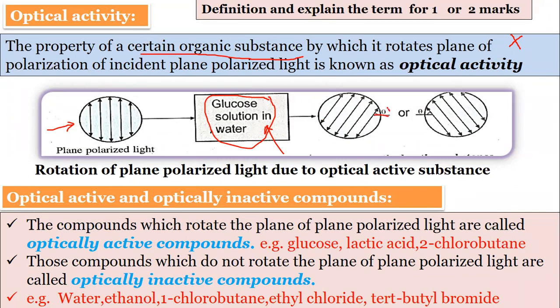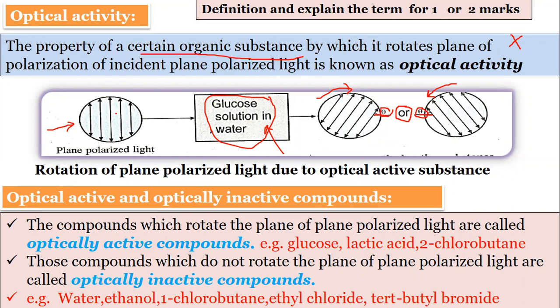This theta angle can be rotated to the right hand side or to the left hand side. So the angle is given here, angle theta. If this rotation takes place either to the right hand side or the left hand side, don't worry, it is written here as 'or'. So whose rotation is this? The rotation of plane polarized light. When it is rotated to the right hand side or left hand side, the compound is called optically active.